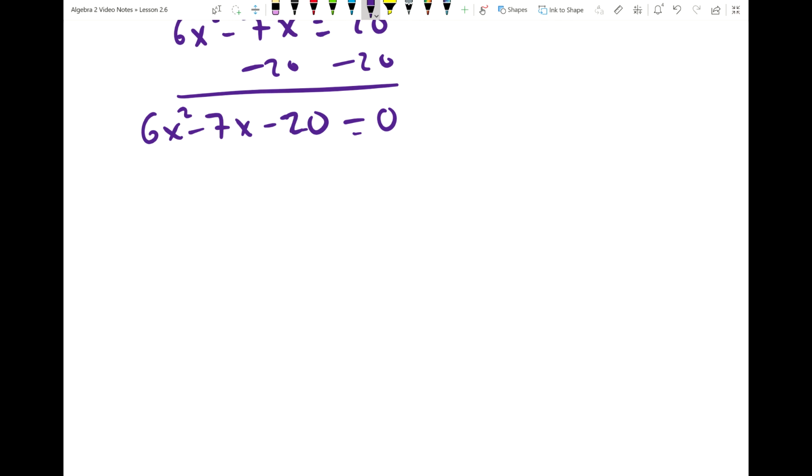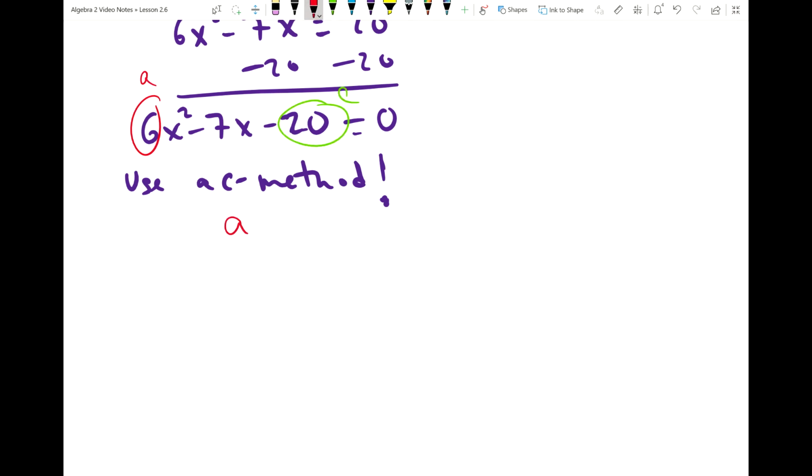Okay, so now this is actually an AC method problem because A is not equal to 1. So we're using the AC method. Let's quickly review it. You need to multiply A and C together, so AC equals, A is 6, C is negative 20, so you're going to get negative 120.